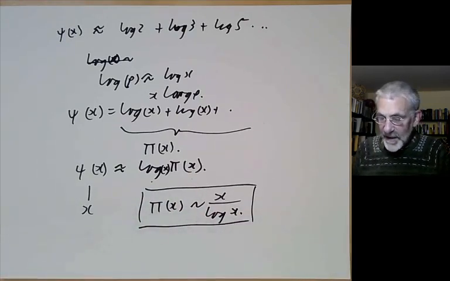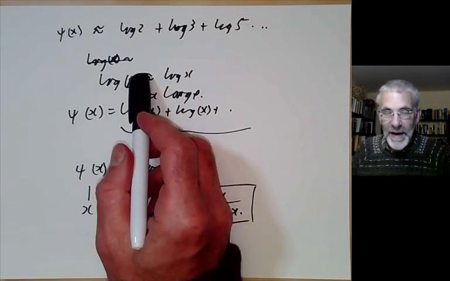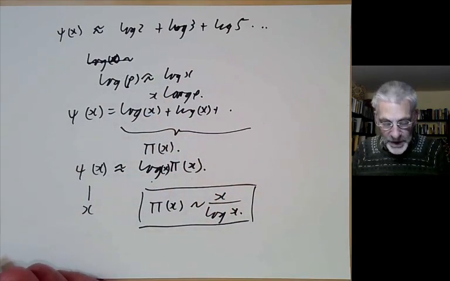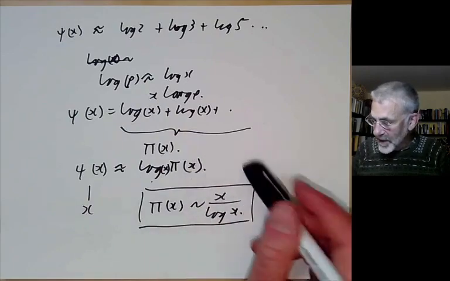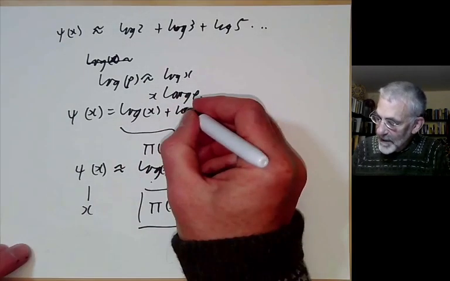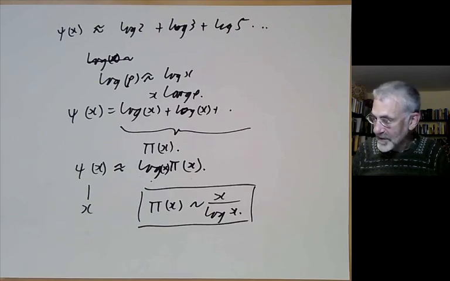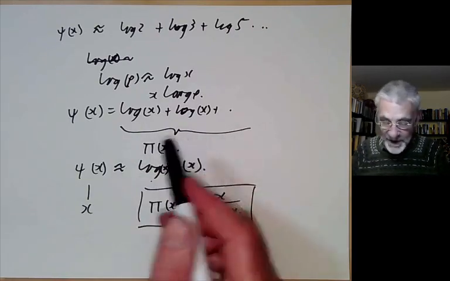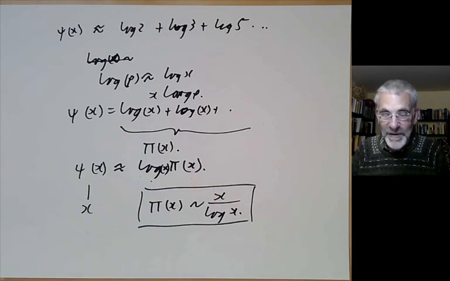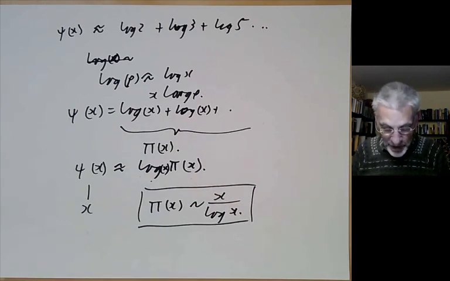If you want to see the details, I'm adding a link to a paper by Don Zagier, which in particular gives a proof of Newman's Tauberian theorem, and gives altogether his proof of the prime number theorem in only about 4 pages.